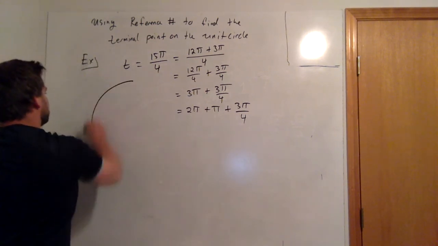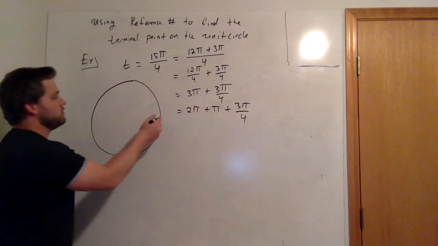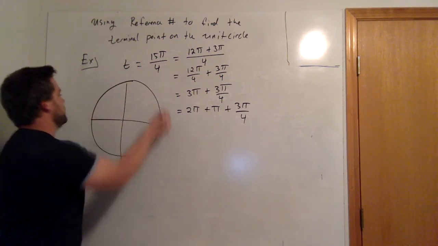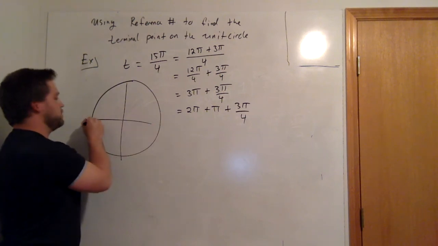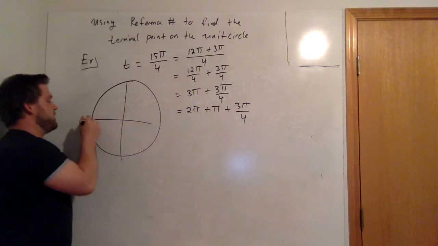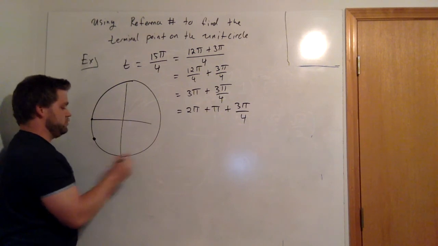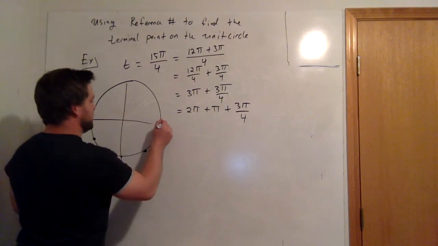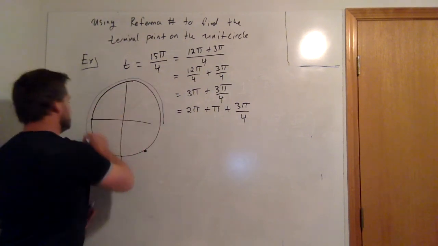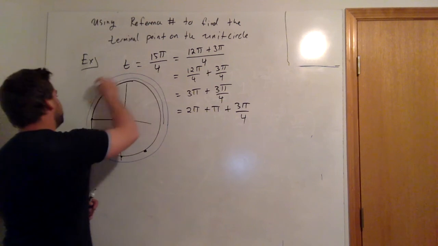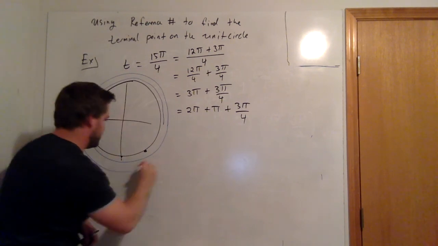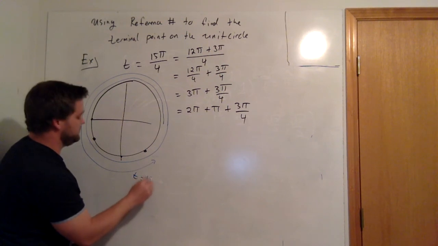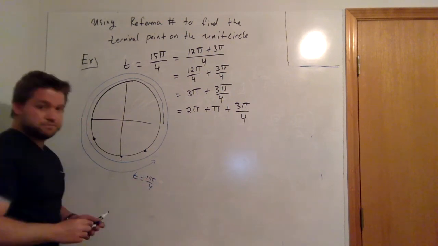So if I draw our picture here, we've gone around the circle 1 whole time plus another half. So going around once and then another half, I'm right here. Now I'm going to count 3 increments of pi over 4: 1, 2, 3. So if I was to draw t, I would have gone around once and a half and an extra 3 pi over 4. So this would be t, which is equal to 15 pi over 4.